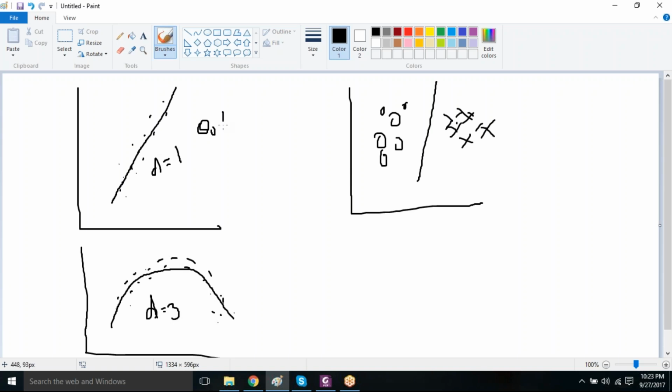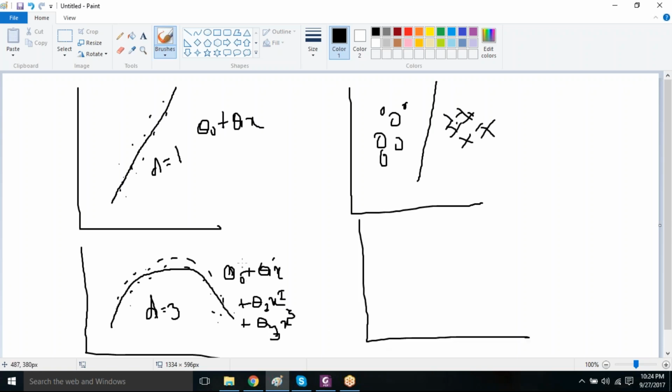So this is theta naught plus theta 1 x. This is degree 3, remember: theta naught plus theta 1 x plus theta 2 x square. Now it is degree 3, so I have to make one more term, theta 3 x to the power 3, right? So similarly, this kind of curve also, you can use the polynomial hypothesis in logistic regression.